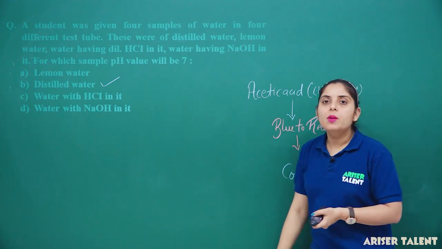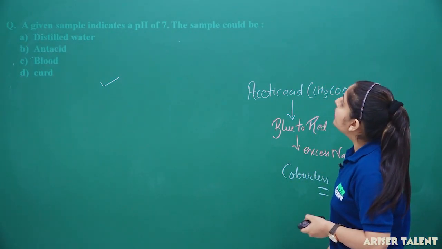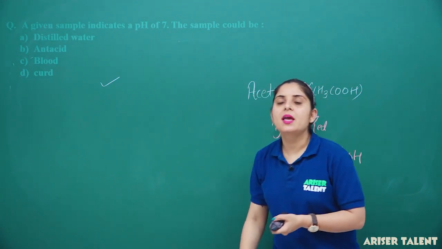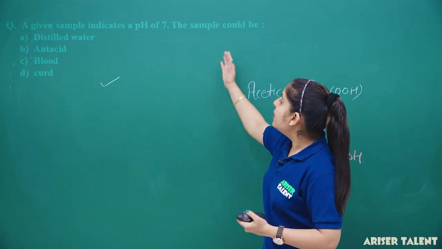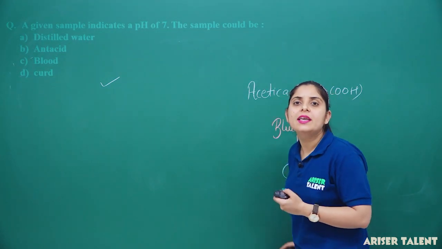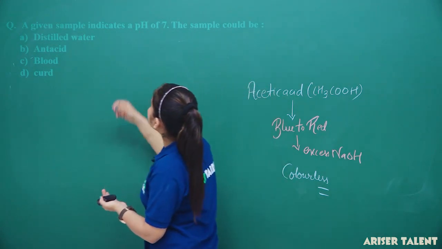Now we are moving to our next question. The given sample indicates a pH of 7, the sample would be. The same question is repeating in a different form, that the pH will be 7 only in case of the distilled water. So the correct option here will be the distilled water.